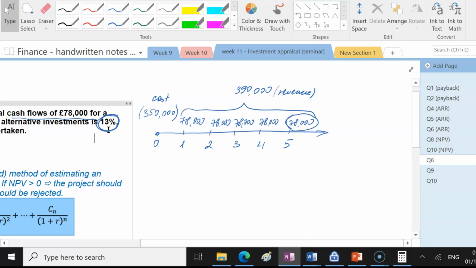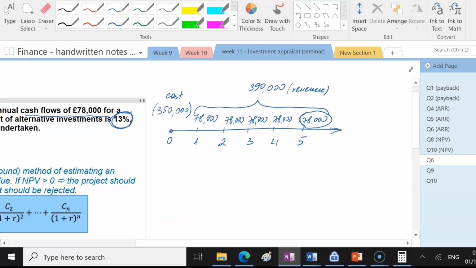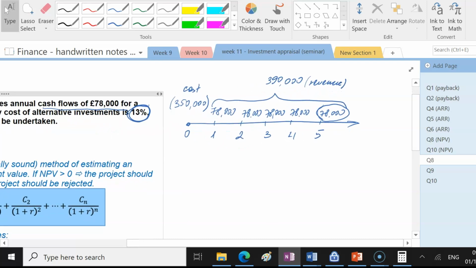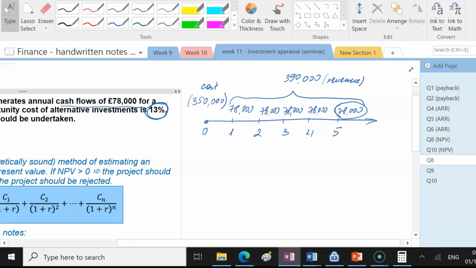So we need to calculate this to check which project will actually be better for you, this one, or simply putting your money in this particular alternative investment, let's say a bank account, savings account, which will generate 13%. And in order to do this correctly, we'll need to discount all of these cash flows. So what we are doing, we are going to discount each and every cash flow which we are going to receive in the future and bring them into today's terms.